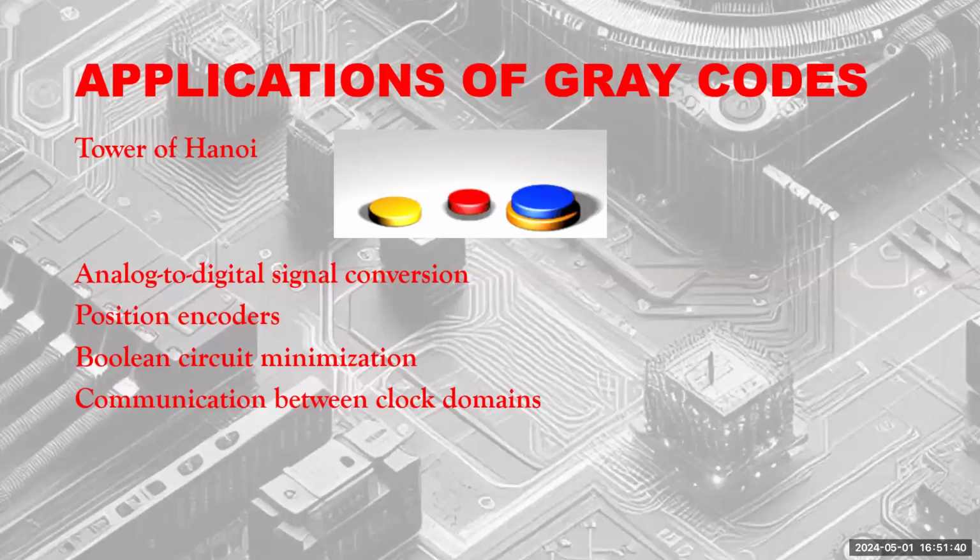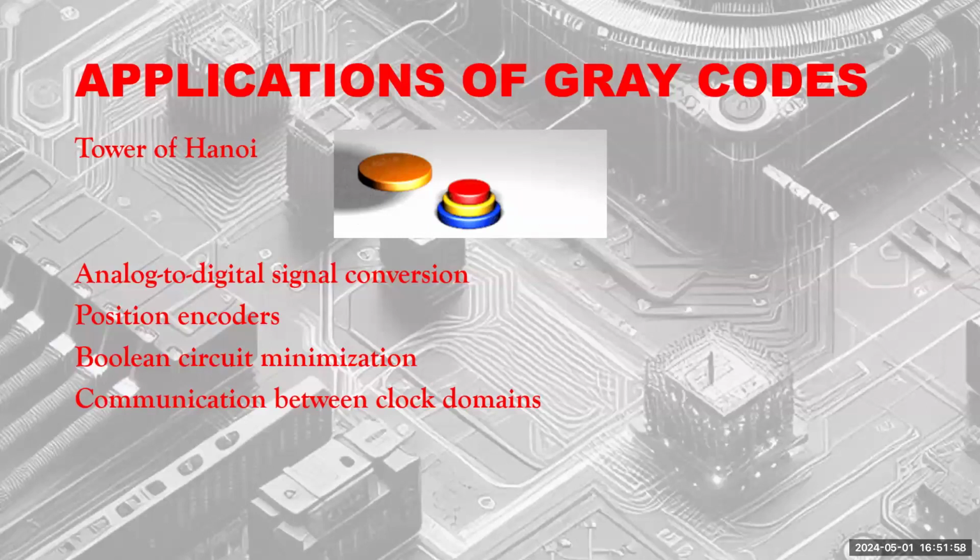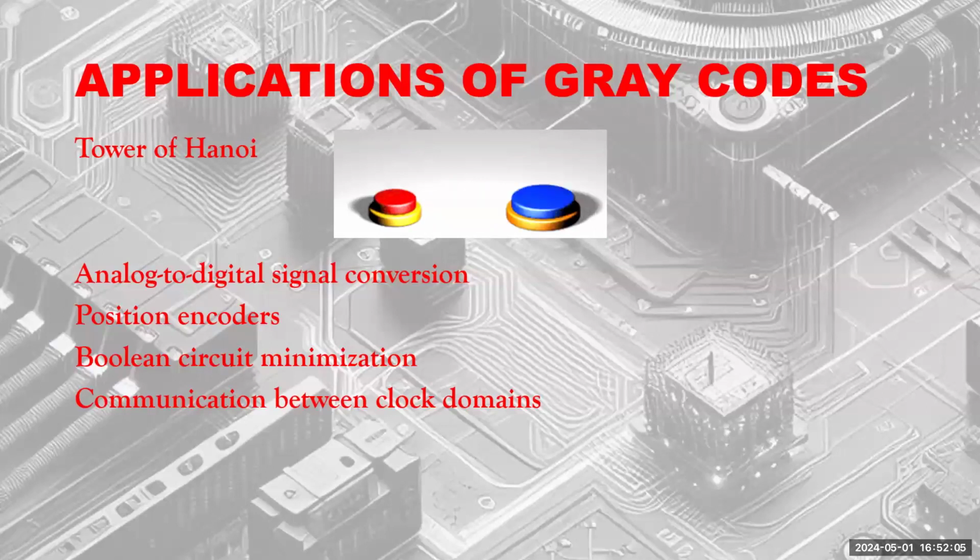Then we have position encoders and also Boolean circuit minimization. Boolean circuit minimization, I'm aware that all of us know, because the one and only K-map, or Karnaugh maps, that we have learned till now uses the gray code. So that helps in minimizing the circuit, basically minimizing the expression of the circuit.